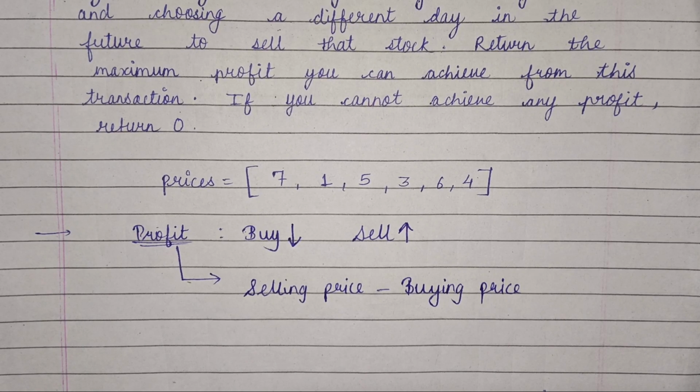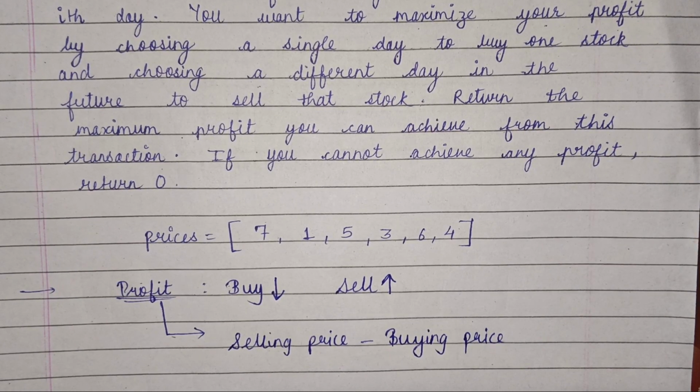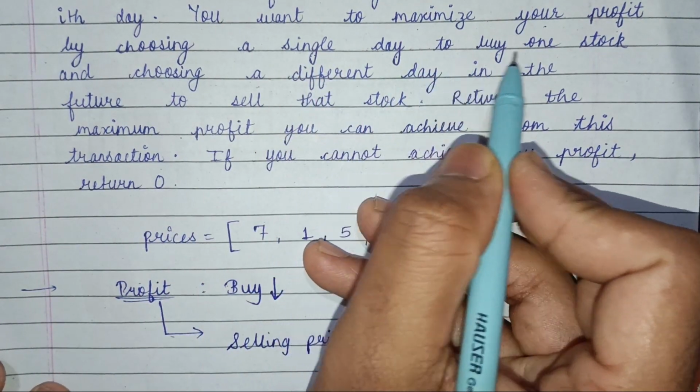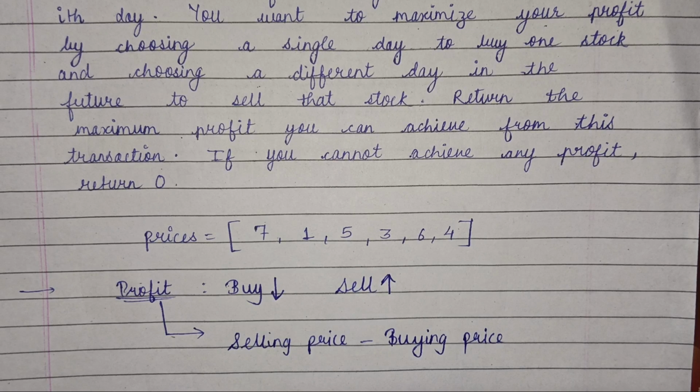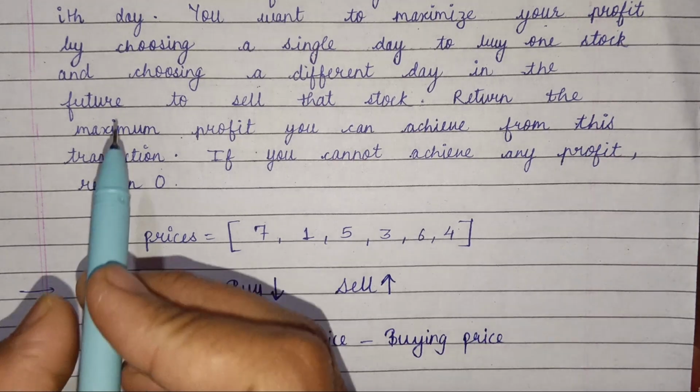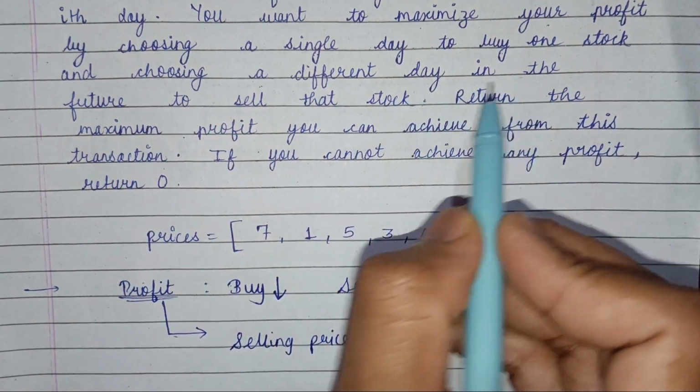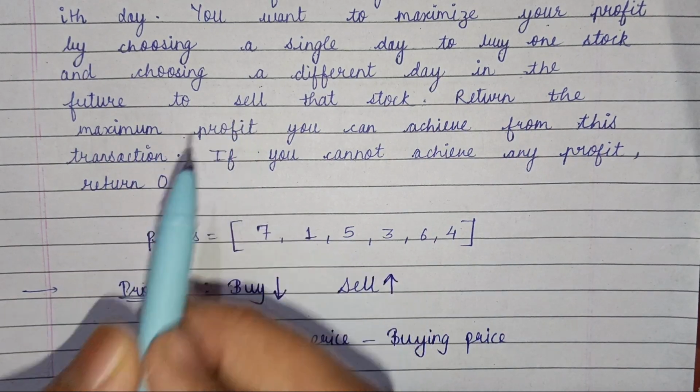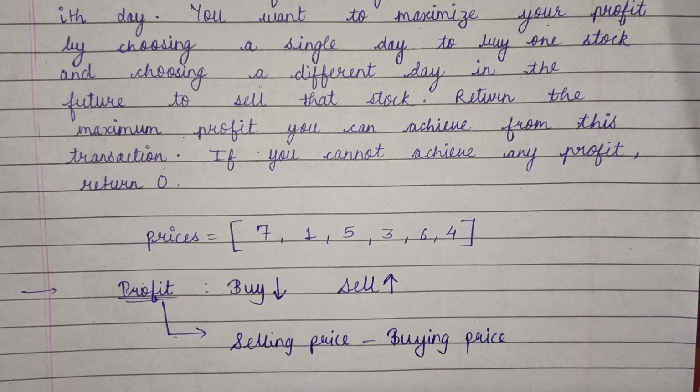Then when should we buy the stock? Obviously when the price is less, only then we buy the stocks. And here we have to find 2 days. A single day to buy a stock, so we have to find which day we should buy that stock and on which day we will sell that stock in the future, so that our returns will be maximum.